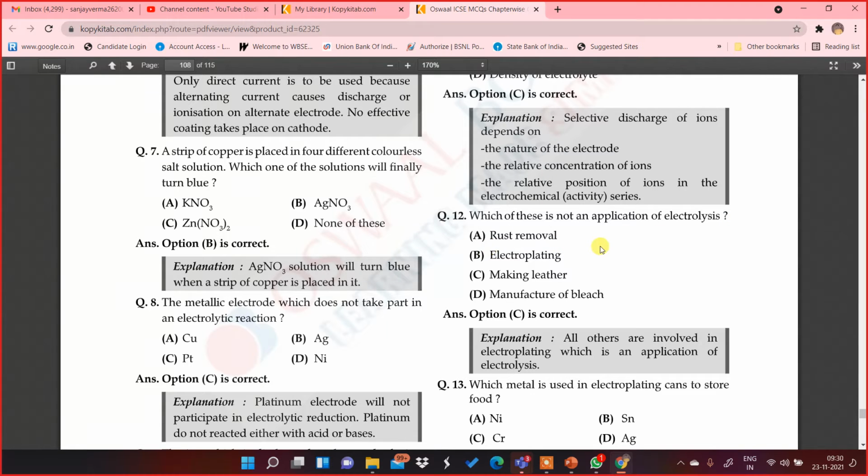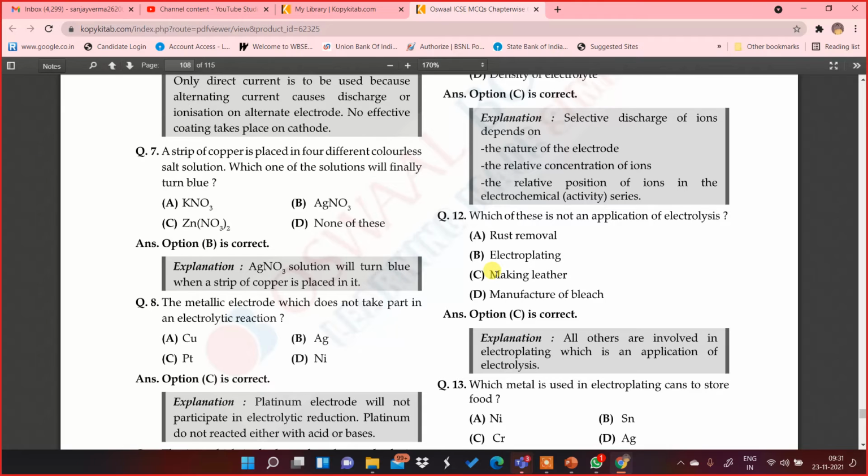Rust removal, option A. Electroplating, option B. Making leather is not an application. That is not an application. Manufacture of bleach is also an application. So the answer is C, making leather. These are uses of electrolysis.